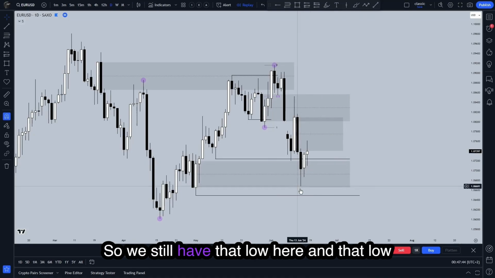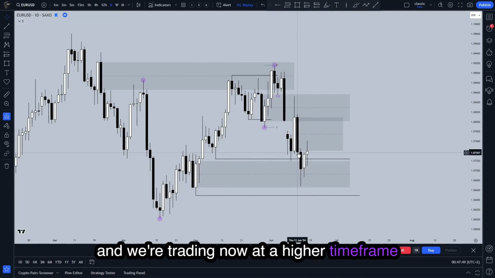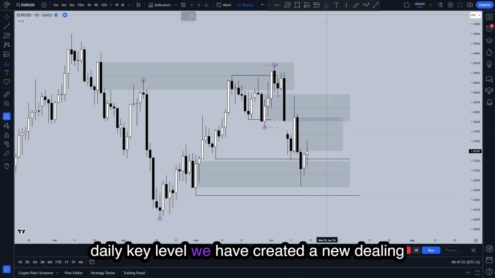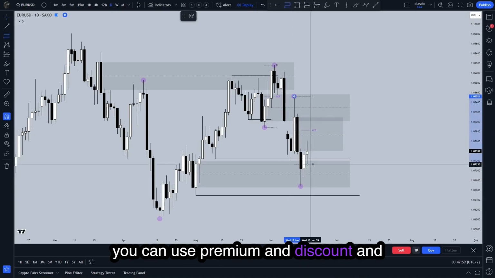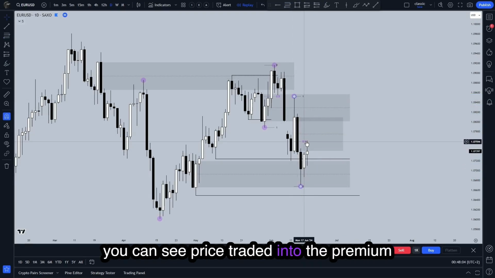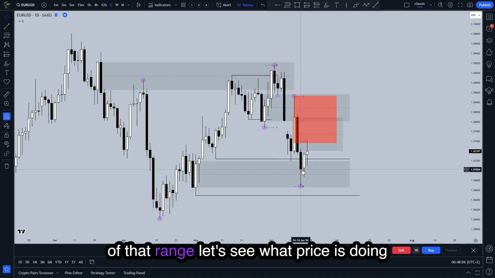So we still have that low here and that low, and we're trading now at a higher time frame daily key level. We have created a new dealing range, right? Swing low, swing high. So again, you can use premium and discount, and you can see price trade into the premium of that range. So let's see what price is doing.